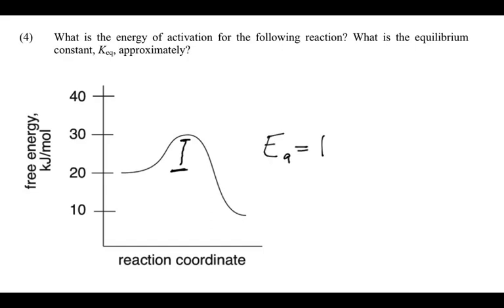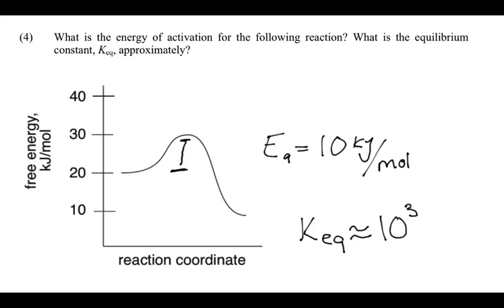So what? Yeah. This is the activation energy, right? So it's about 10 kilojoules per mole. What about the equilibrium constant? How did you calculate it? Because if we look at it, we can see that the products have a lot lower energy, so the reaction's going to want to go to the products. And so I was like, oh, probably 99% of them will be at the products. And so then how much lower are the products in energy than the starting point? 10 kilojoules per mole.